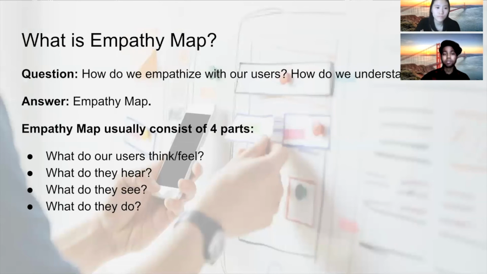The actual question we ask is: how do we empathize with our users and how do we understand them? The best solution is to actually create an empathy map using the stakeholders that we already know from our stakeholders map. An empathy map usually consists of 4 parts. Those are the most important parts: what do our users think, what do they hear, what do they see, and what do they do.